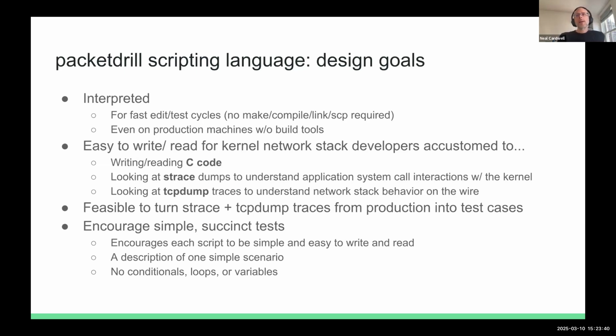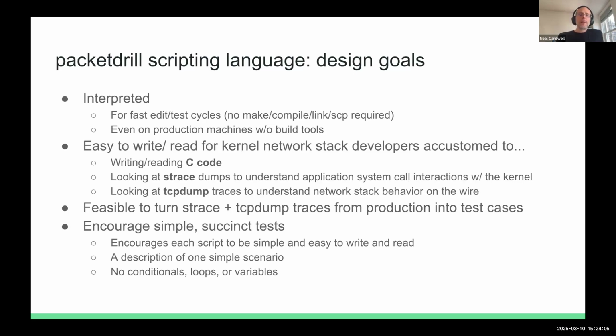And let's start with the design goals. What are we trying to achieve here? So first, we wanted this to be interpreted so that you can have fast edit and test cycles. You don't need to run make or compile things, link things, copy binaries around. And this means also that you can run Packetdrill on a production machine that might not have your compiler or your linker, etc.